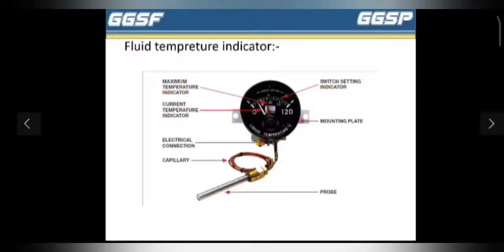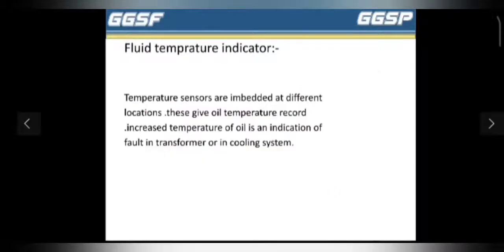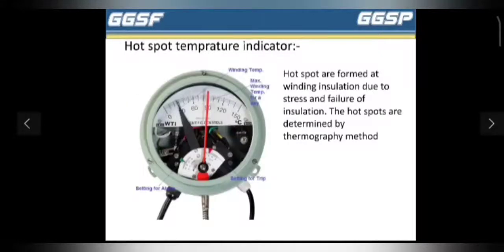Fluid temperature indicator. Here is the fluid temperature indicator meter diagram. Temperature sensors are embedded at different locations. This gives oil temperature record. Increased temperature of oil is an indication of fault in transformer or in cooling systems.